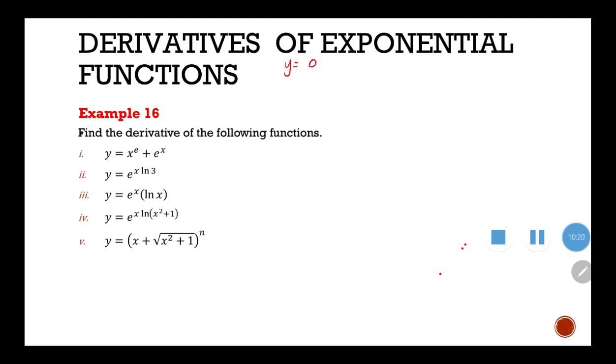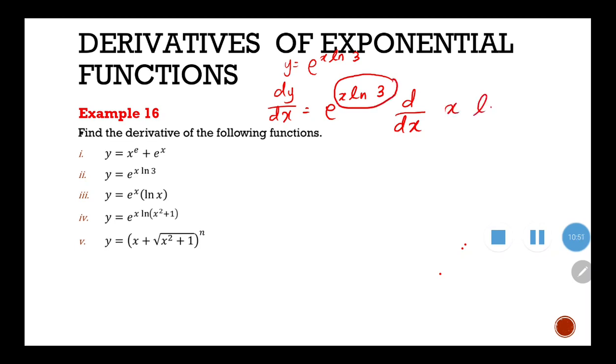Y equals e to the power of x, to the e to the power of x ln 3. So now, remember the dy/dx of e to the power of whatever x is the same thing, write back the same thing, and then find the d/dx of whatever is on the top here. So whatever is on the top here this time is x ln 3. Okay, so I write it back again, e to the power of x ln 3.